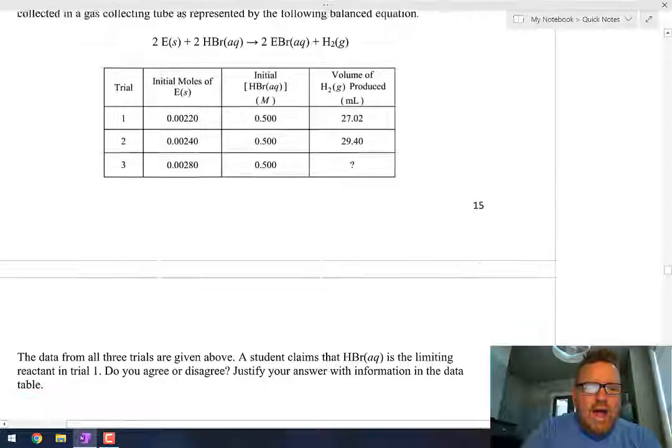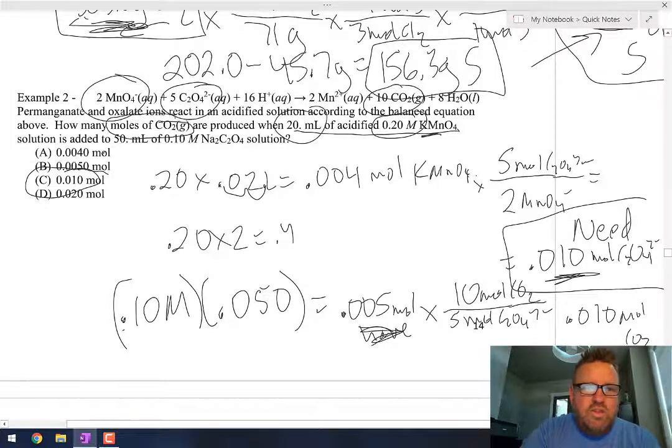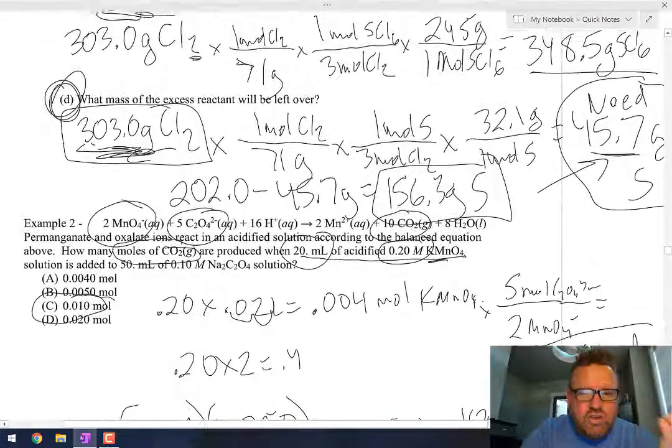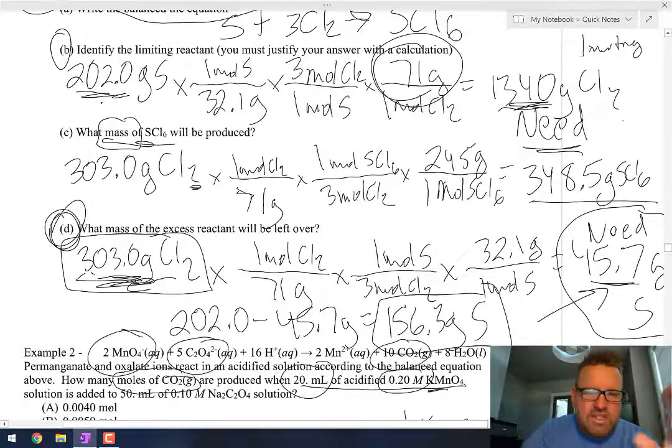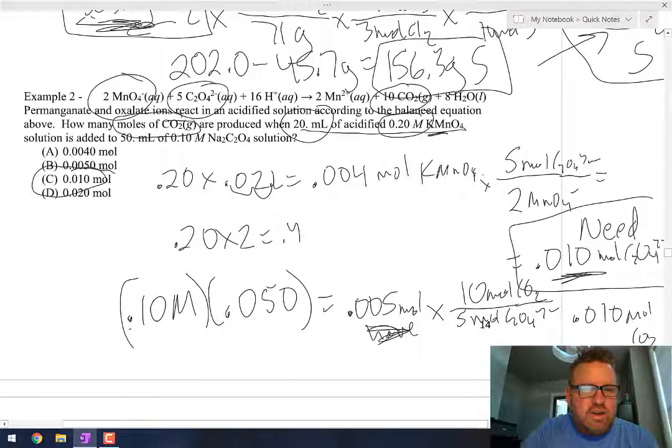All right, we're going to stop there. I'm going to do a couple more examples, but I'm going to do them in a separate video. But that's a good introduction there to a basic stoichiometry free response question, and then a basic multiple choice question involving limiting reactants.